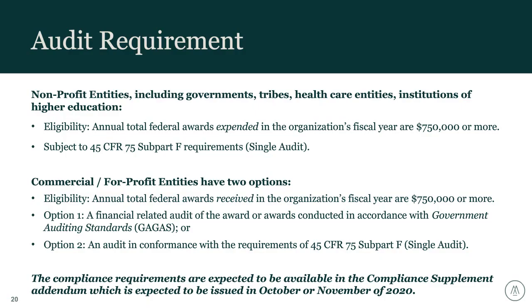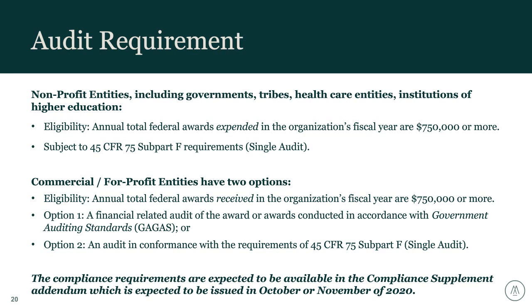In terms of what's listed in the FAQs by HHS for the audit requirements, they've broken it out for the nonprofit entities, the government entities, tribes, other healthcare entities, and higher education. The audit requirement kicks in if the annual total federal awards expended in a fiscal year are $750,000 or more. There's a series of single audit requirements that we'll go into in more detail.